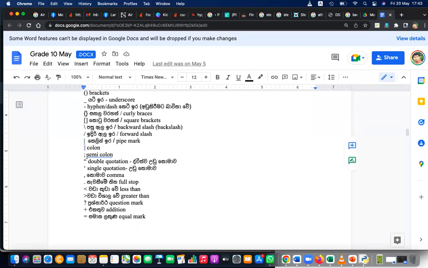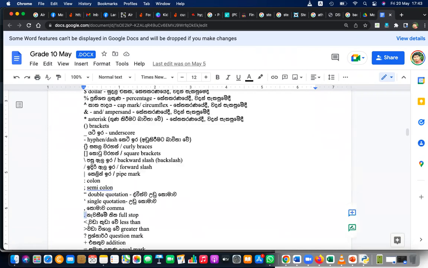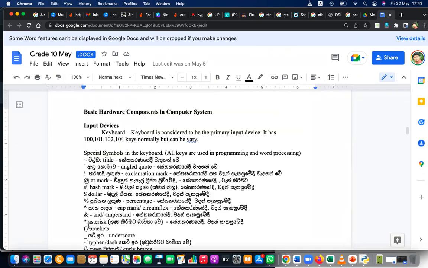Some students confuse this. Colon is double dot, semicolon is dot and comma. Double quotation, single quotation, full stop, less than, greater than, equal, plus, question mark. Straightforward. If you don't know anything, everything is there in the note.